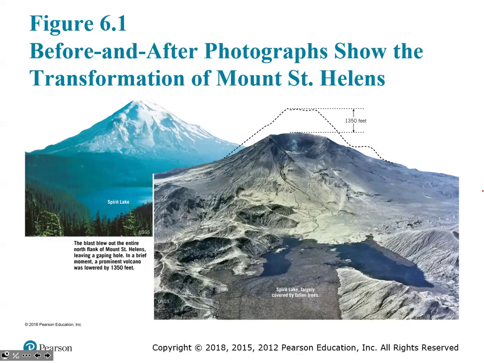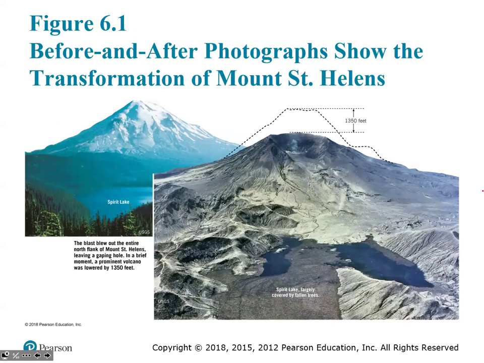And the mountain's now 1,350 feet shorter. It lost 1,000 feet of height. The whole side just blew up. So it blew out the entire north flank, which just sort of plunked out and slid down, leaving a gaping hole. And in a brief moment, the prominent volcano was lowered by about 1,350 feet. And it was caught on camera.